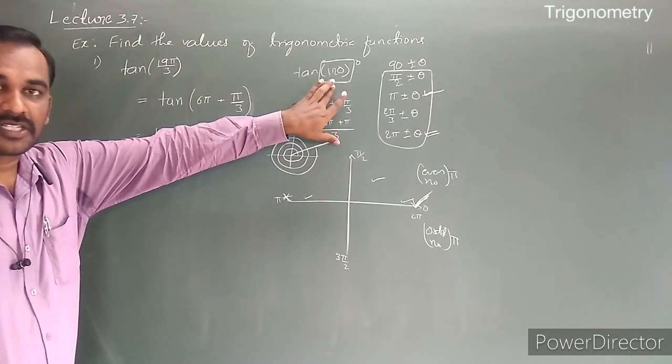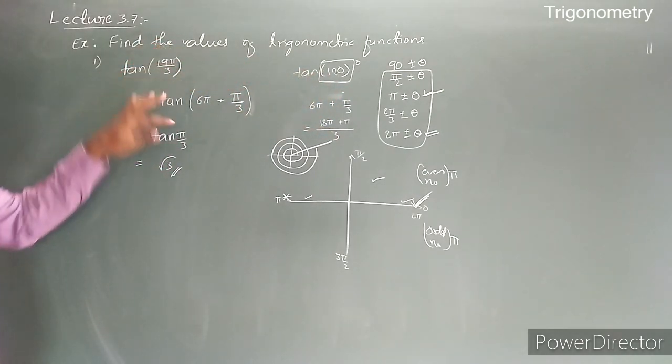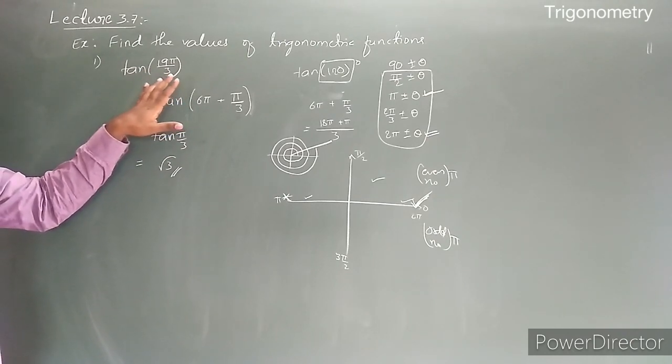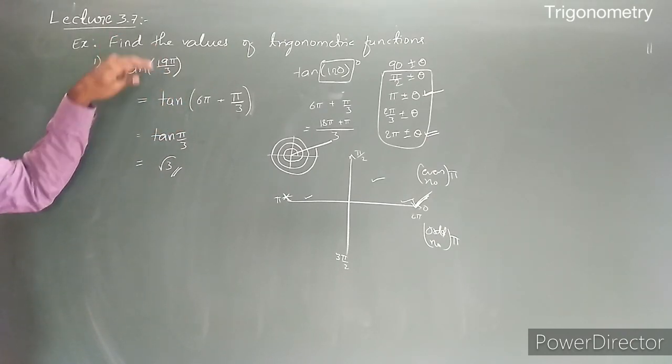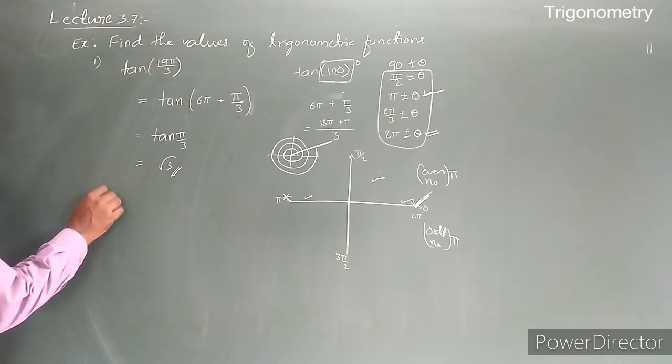As compared to degree measure, finding the trigonometric function values in terms of radian measure is very simple. How? Just take the nearer multiples of the denominator term, so we will get the required answer. Next one.